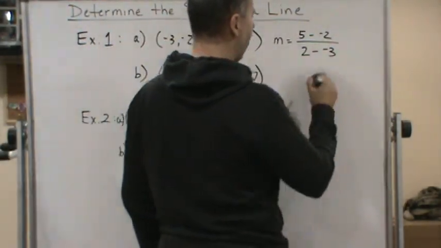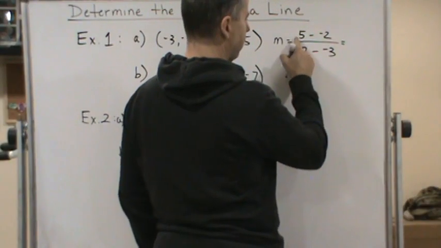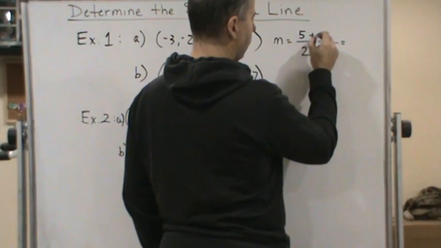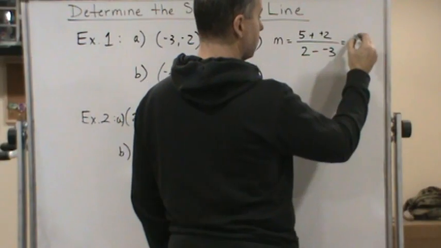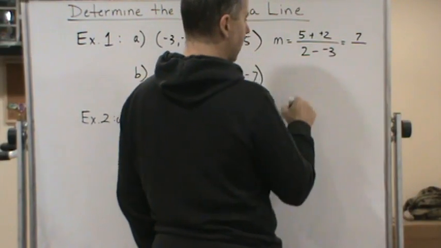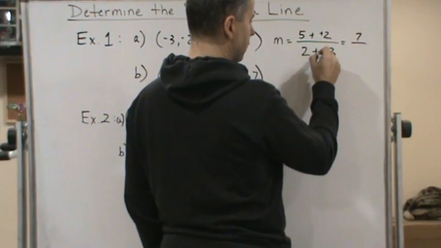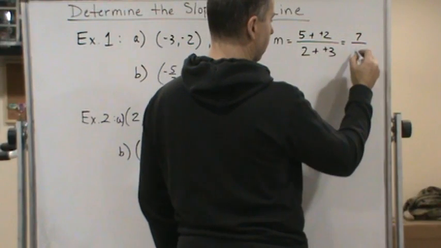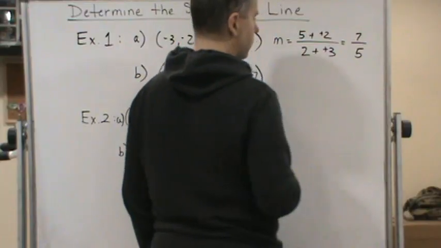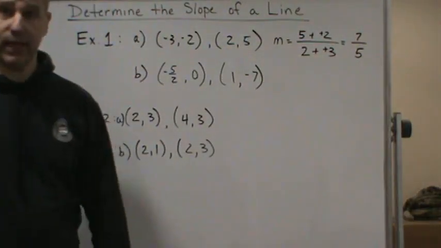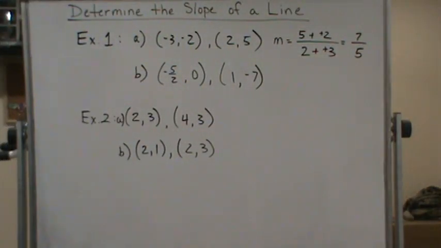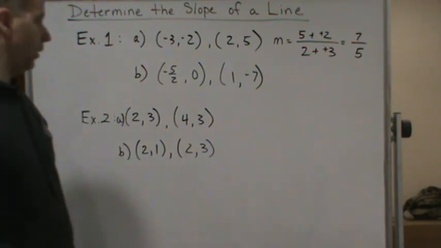So now this equals what? This is going to be 5 minus a negative 2, which is the same as 5 plus 2, so that's going to give us 7. This is 2 minus a negative 3, which is the same as 2 plus 3, which is going to give us 5. So the slope of this line is 7/5. What about this one?